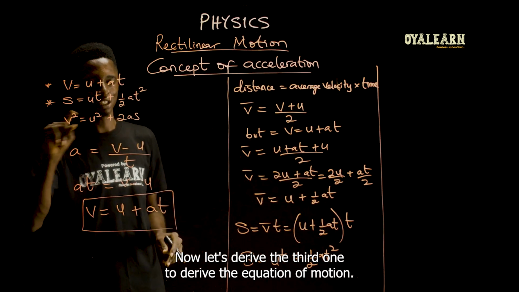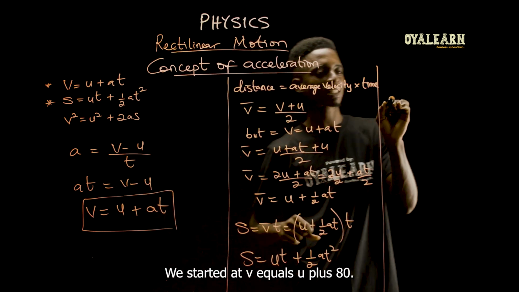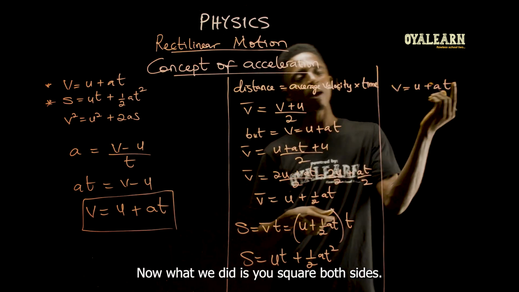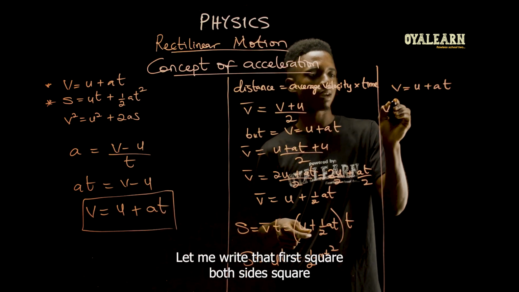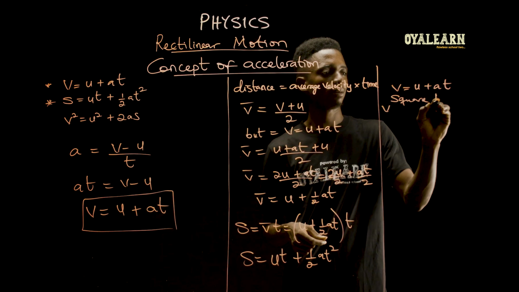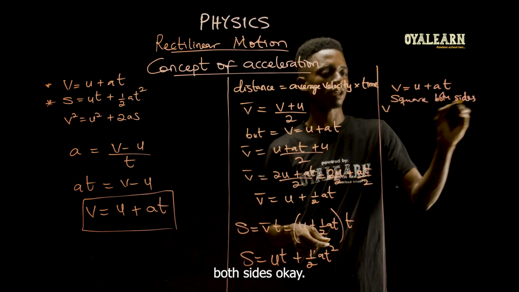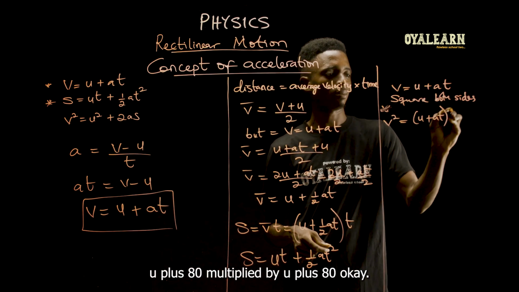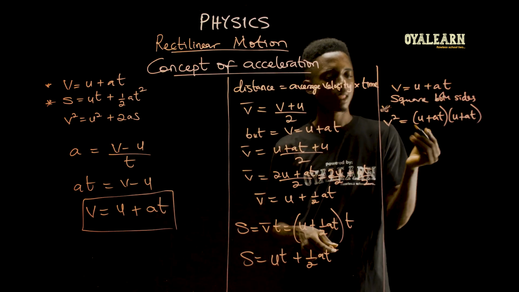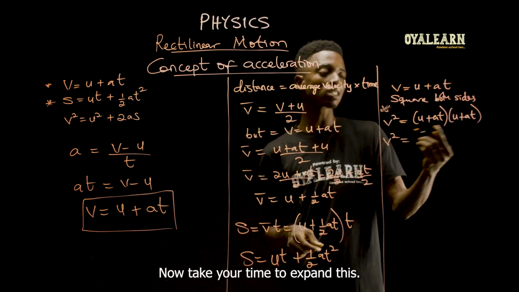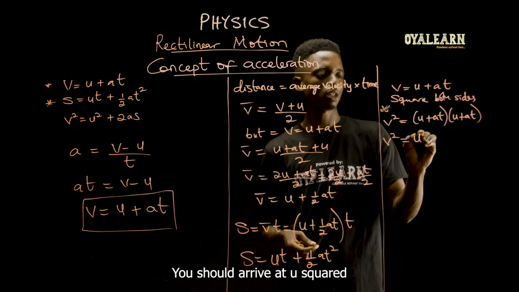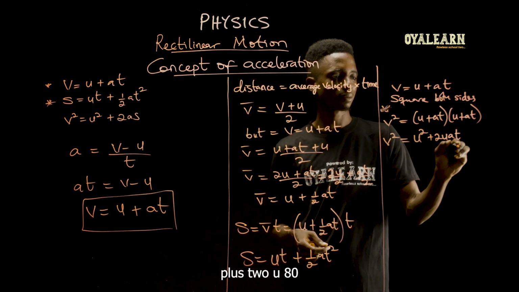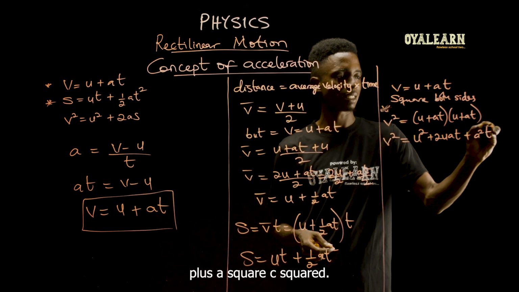Now let's derive the third one. To derive the third equation of motion, we started at v equals u plus at. Now what we did is we square both sides. So that is v squared. Let me write that first. Square both sides. Now that will give rise to v squared equals u plus at multiplied by u plus at. And this would give you v squared equals, now take your time to expand this. You should arrive at u squared plus 2uat plus a squared t squared.